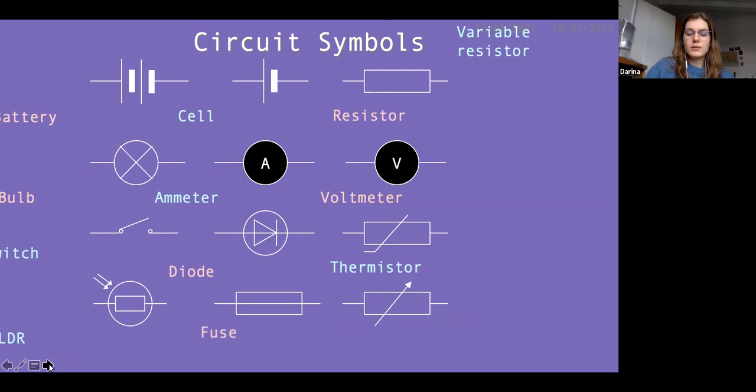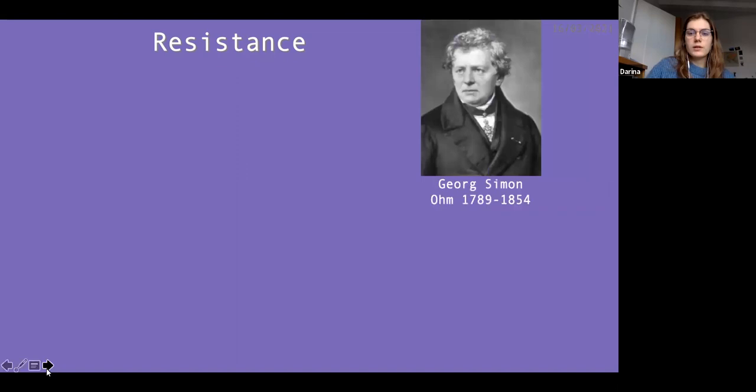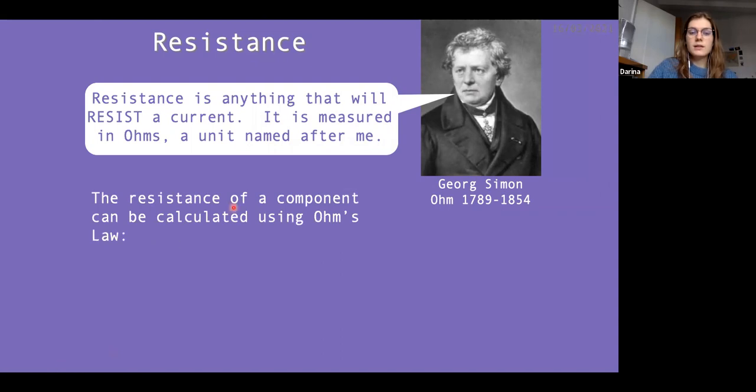Okay, great. So that one's a fuse, that one's a variable resistor. Perfect. Okay, let's have a quick talk about resistance. And this is a bit of a recap of what we did when we looked at the equations. Again, resistance is anything that resists a current, and it's measured in ohms, a unit named after this scientist. Okay, and the resistance of a component can be calculated using Ohm's law.